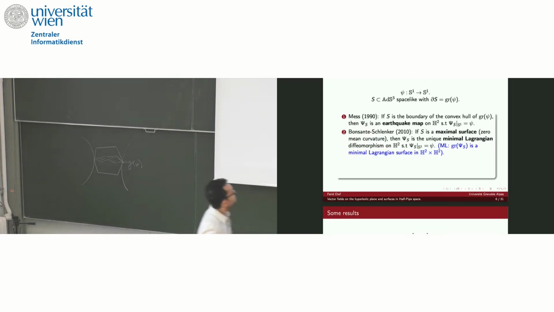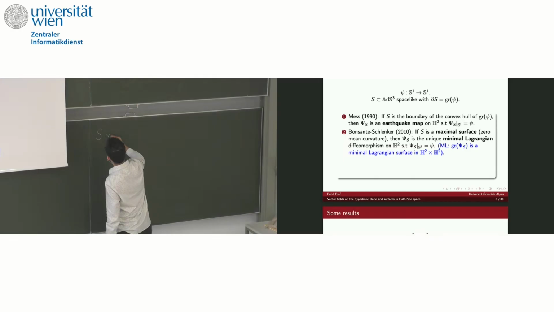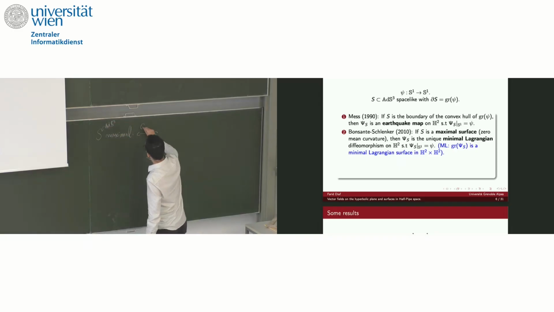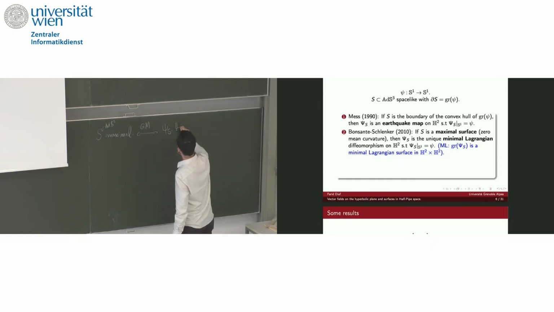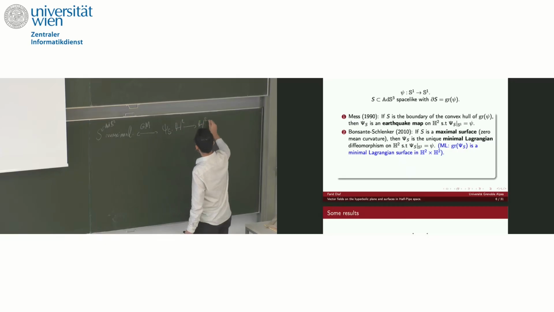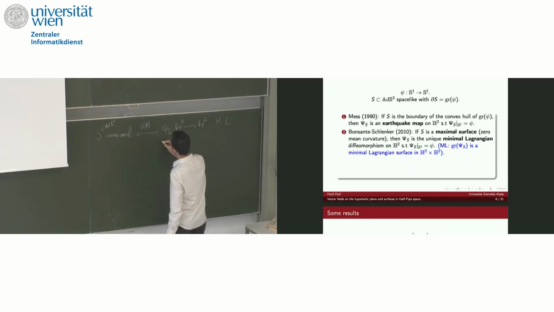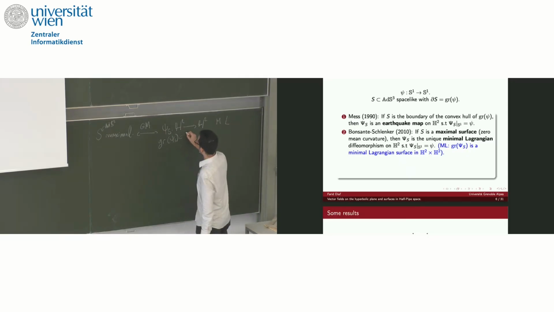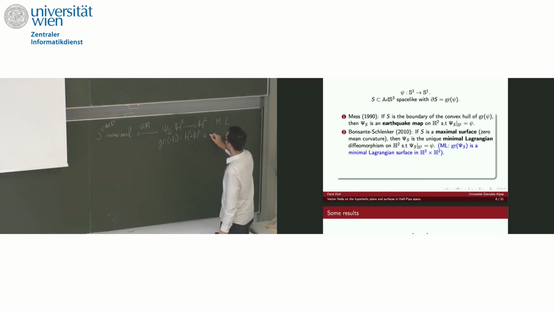So maybe let me record here the definition. So S, null, then by the Gauss map we get a homeomorphism, a diffeomorphism called minimal Lagrangian, and this means exactly that the graph of this map in H2 cross H2 is a minimal Lagrangian surface.